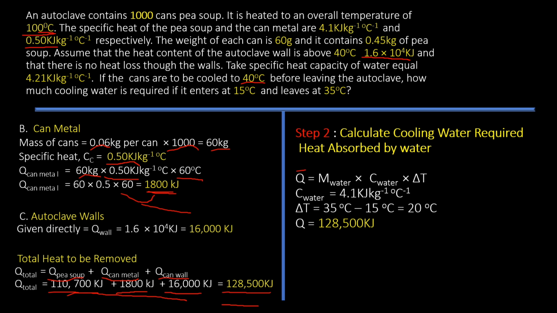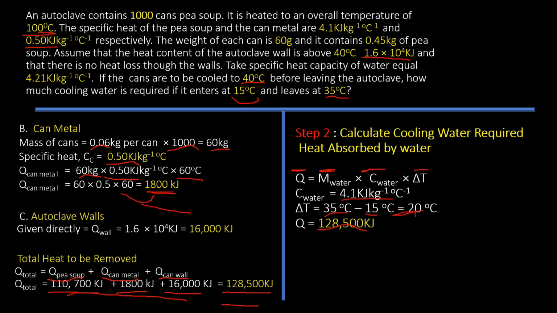So we already know the heat that water will absorb to be 128,500. Then the mass of the water is what we are calculating for in this video. The specific heat capacity of the water has been stated in the question: 4.1 kilojoule per kilogram per degree Celsius. And for the change in temperature, we're told that water will enter at 15 degrees Celsius, that is our T1, and leave at 35 degrees Celsius, that is our T2. So the change in temperature is 35 minus 15, which is 20.